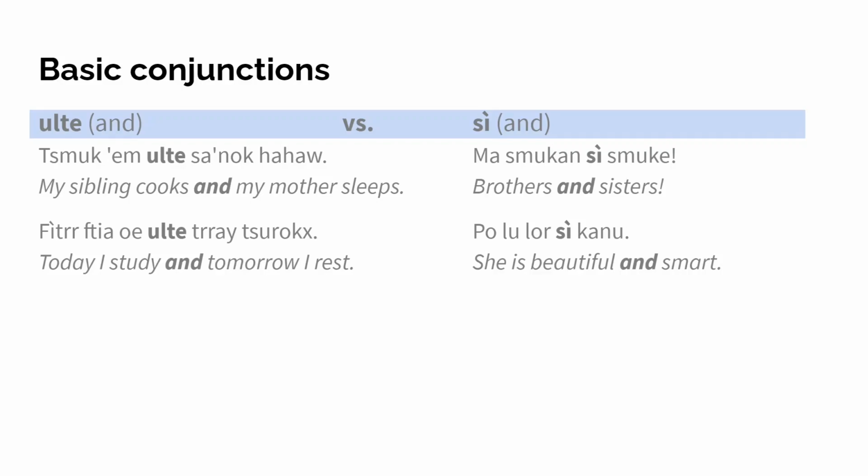But if we look at the examples for tsnì, that's not the case, because tsnì builds enumerations, so basically lists of things. Ma smukan se smuke, brothers and sisters. If I just pick one of these elements, if I just say smuke, that doesn't really make sense on its own. Or polulor se kanu, she is beautiful and smart. Again, if I just say kanu, that's a word, but even with context, I guess it doesn't make that much sense. So we need tsnì here because we have a list of things.